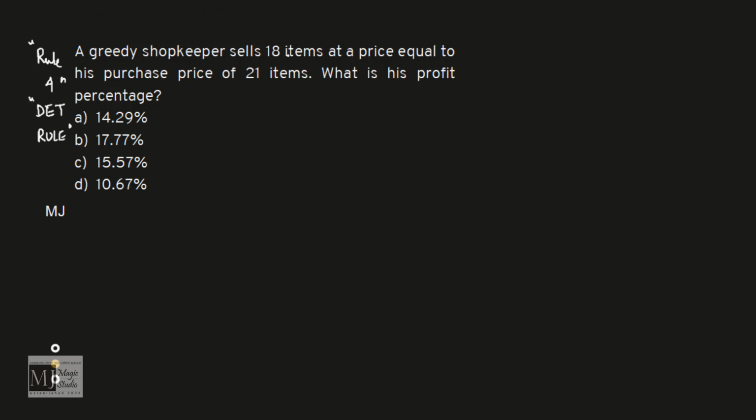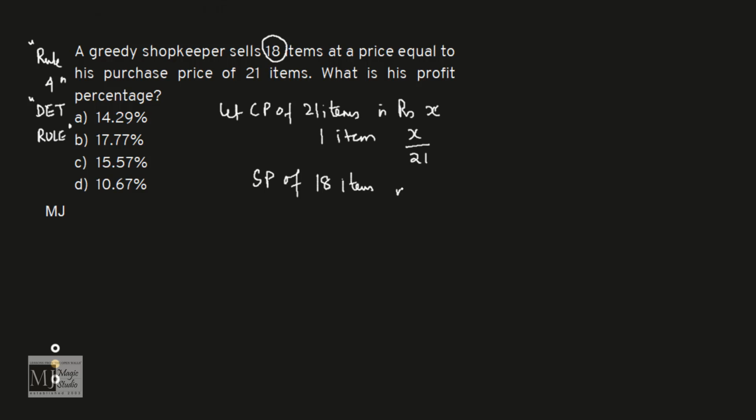A greedy shopkeeper sells 18 items at a price equal to his purchase price of 21 items. That means let CP of 21 items be rupees X. Then CP of one item is X by 21. Now it's given that the selling price of 18 articles is also the same. So the selling price of 18 items is rupees X again. So the selling price of one item is X by 18. So we need to find profit or loss. Obviously there is profit. He's selling fewer items at the same price.